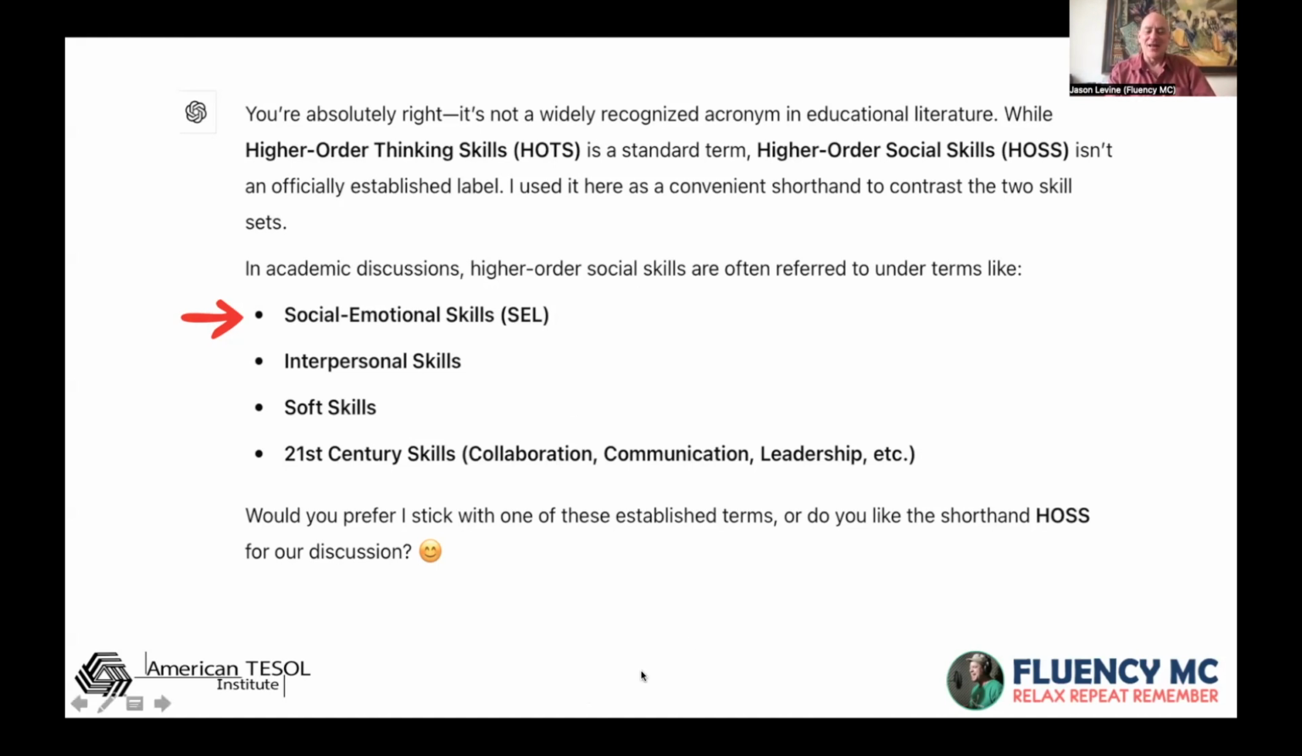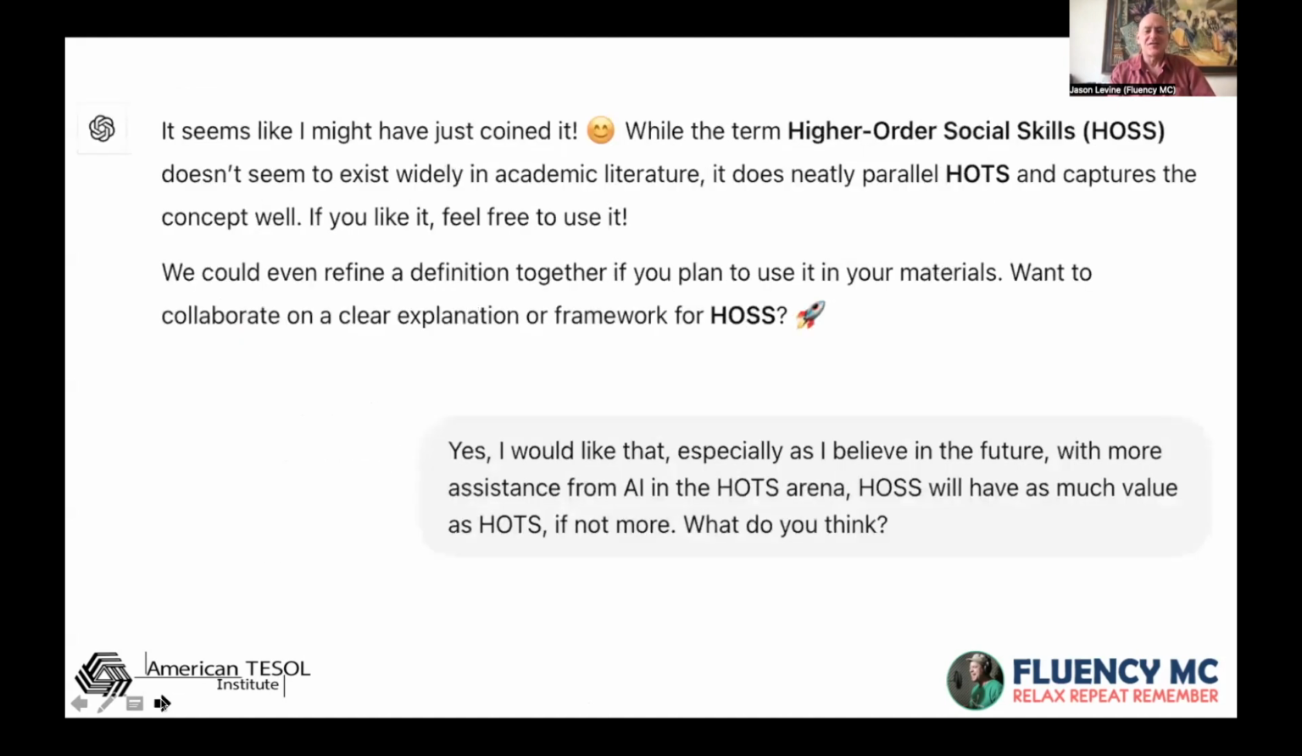But then, again, I'll share this with you later, but I'm laughing. It's just, I love these conversations. Then I said, did you make it up or something? Oh, it seems like I might just have coined it. Well, I like it, HAS, and I'm using it.